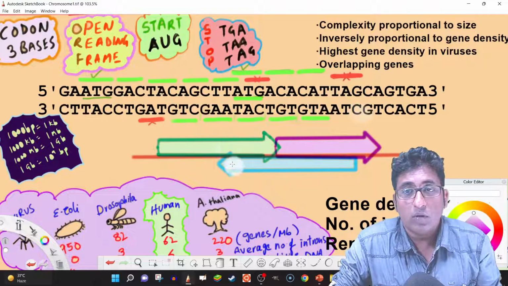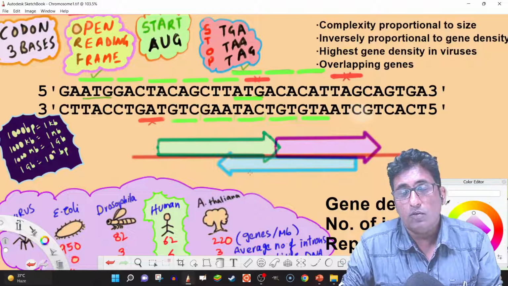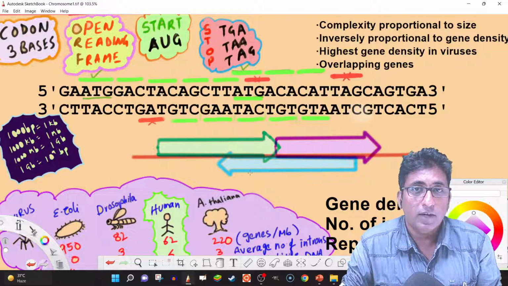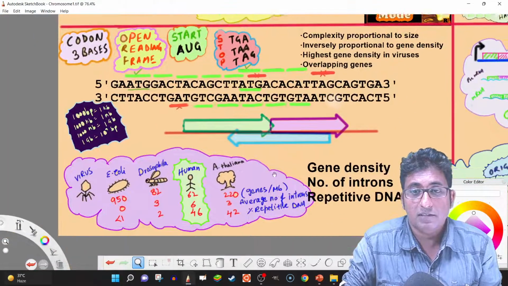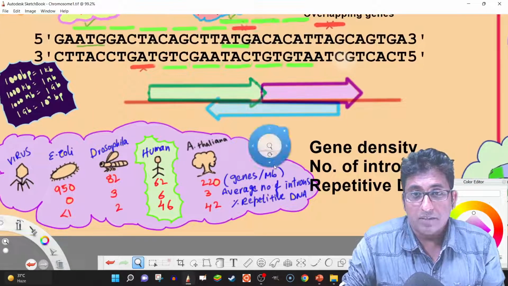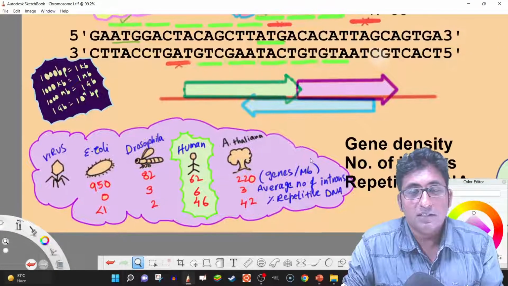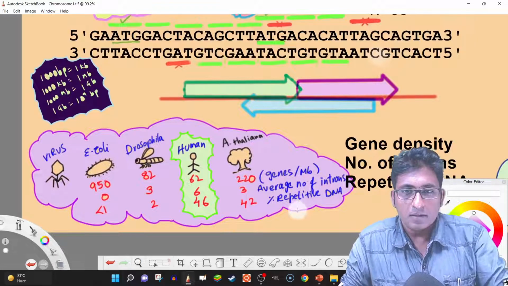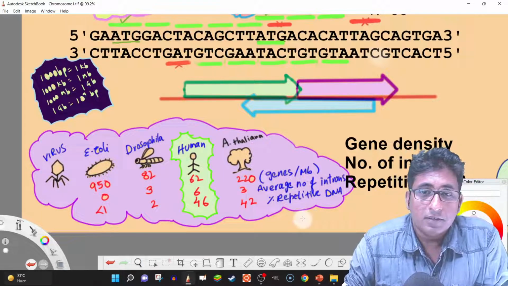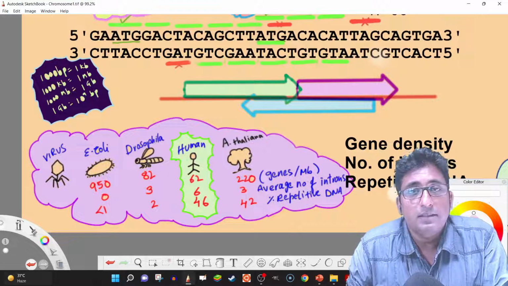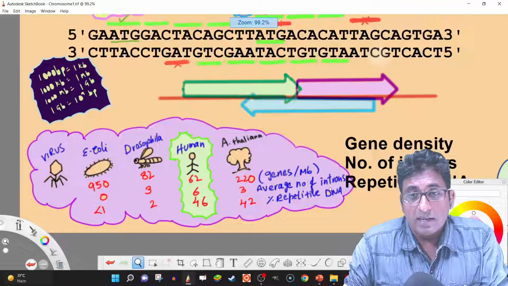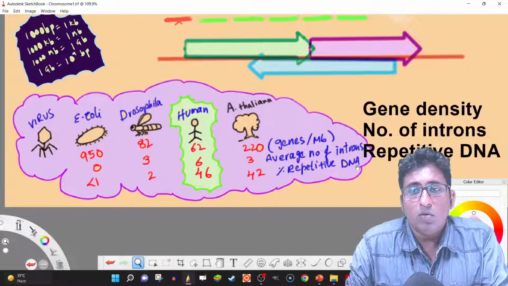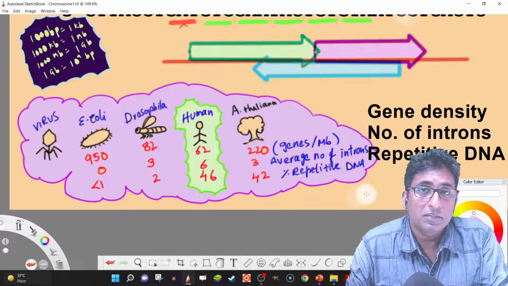And that is why the gene density of viruses is much higher compared to that of other organisms with more complex lifestyles or complex abilities. Viruses are very complex in that, but they are parasites. So if you look at gene density, number of introns, and repetitive DNA, as genomes increase in complexity and size, we will find that they have more introns and repetitive DNA.